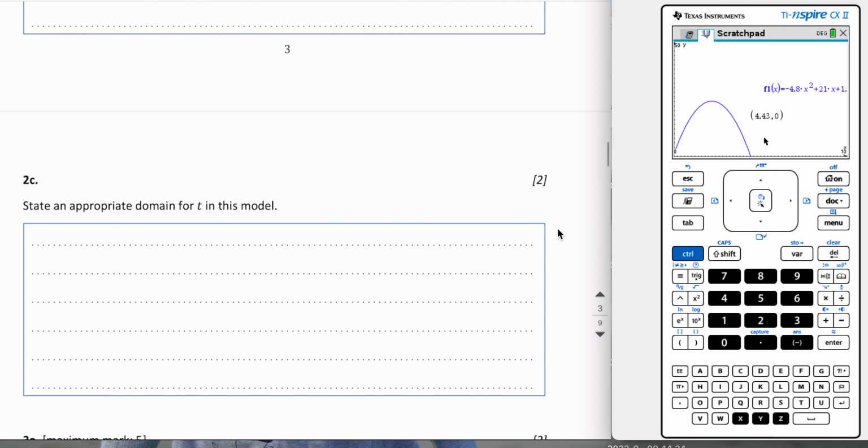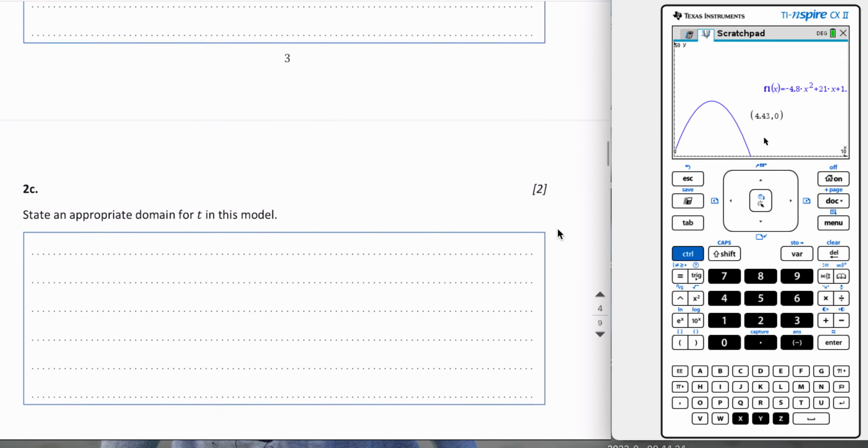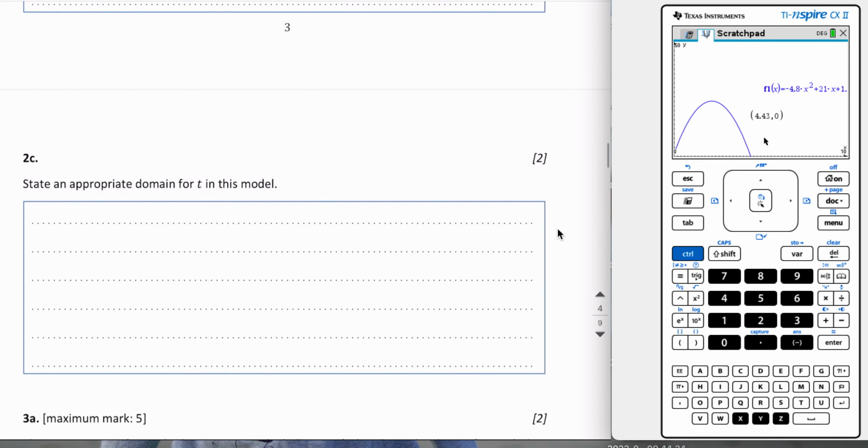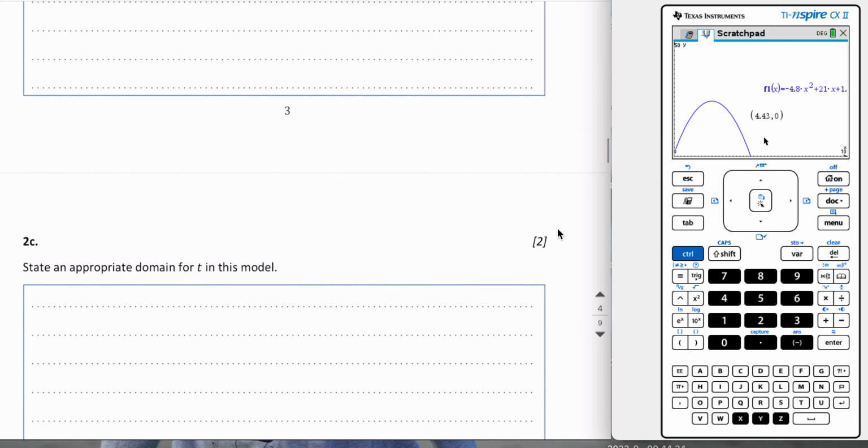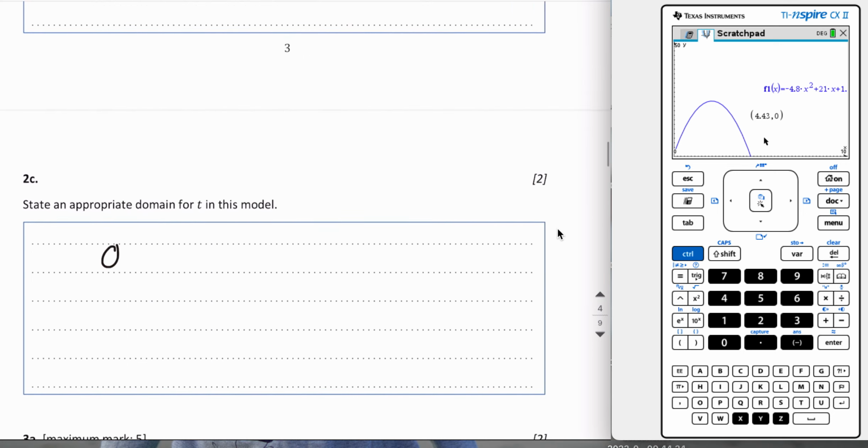Finally, state an appropriate domain for t in this model. Well, we've already had to use some of the domain. On our screen, we've got it going from 0 to 10 on the x. But a more appropriate model would be from when time starts at 0, from when the ball is hit, including that value. We can have t greater than or equal to 0, and the ball lands at 4.43. So we can have t less than or equal to 4.43.